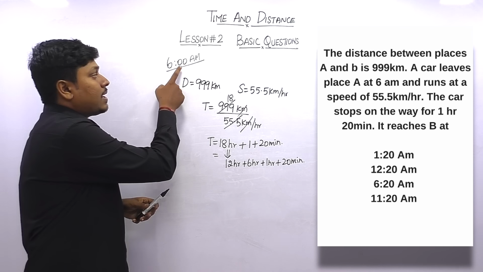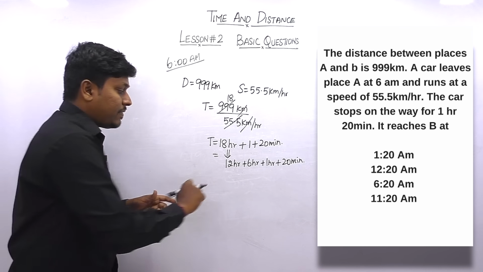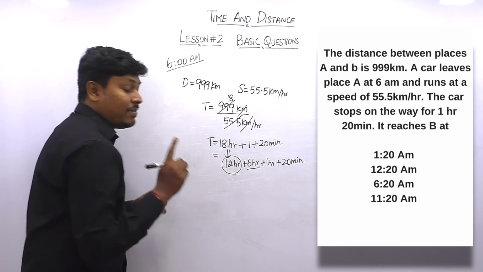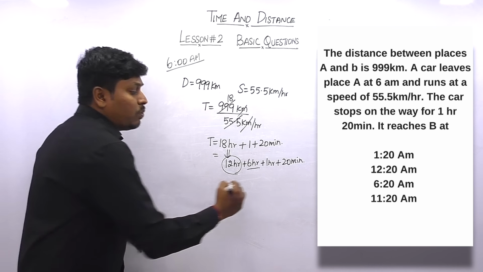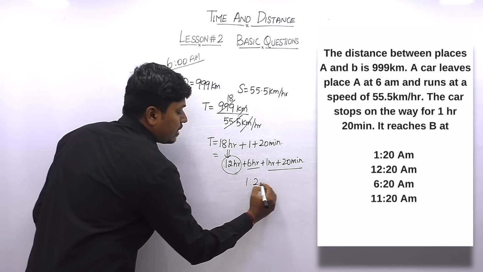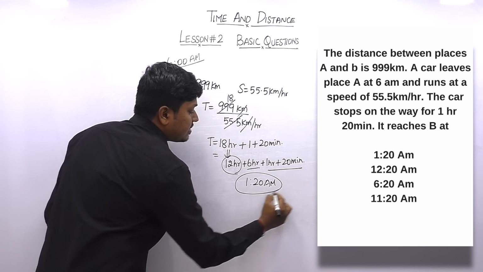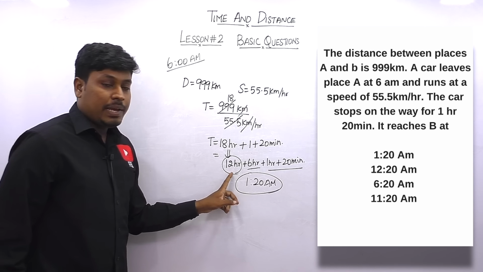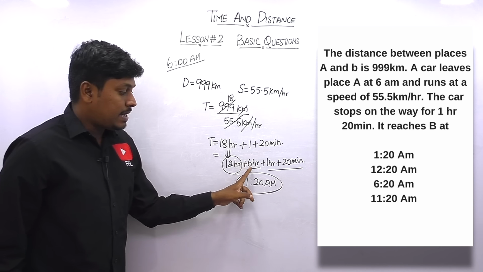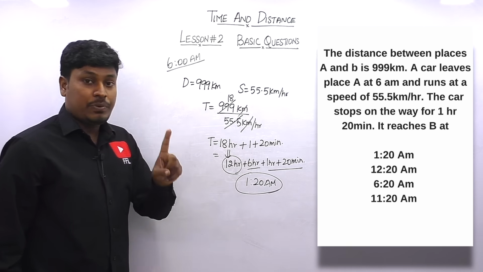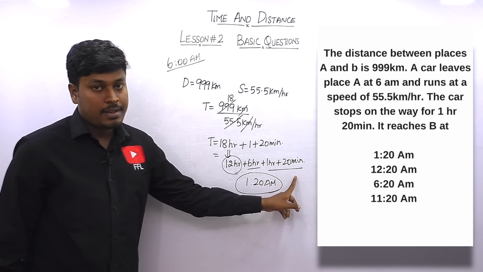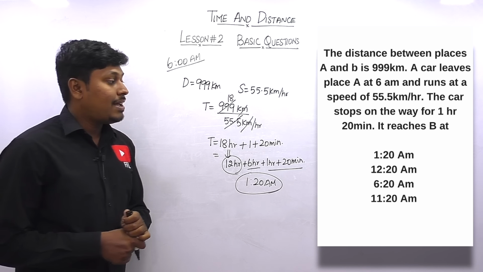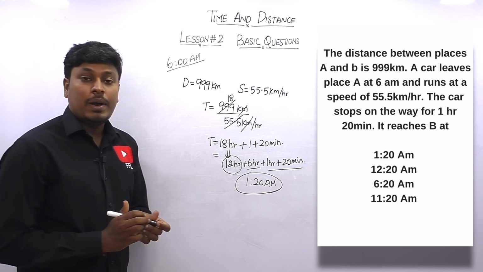Listen carefully. The car starts at morning 6 am. First 12 hours will be evening 6 pm. Then another 6 hours will be night 12 am. Then 1 hour 20 minutes, so late night 1:20 am they will reach the destination. Got the logic, right? So they started at morning 6 am, first 12 hours, then evening 6 pm, another 6 hours, then night 12 am, and then 1 hour 20 minutes. So we can say that they reach at late night 1:20 am. So finally the answer for this question number 8 is 1:20 am.